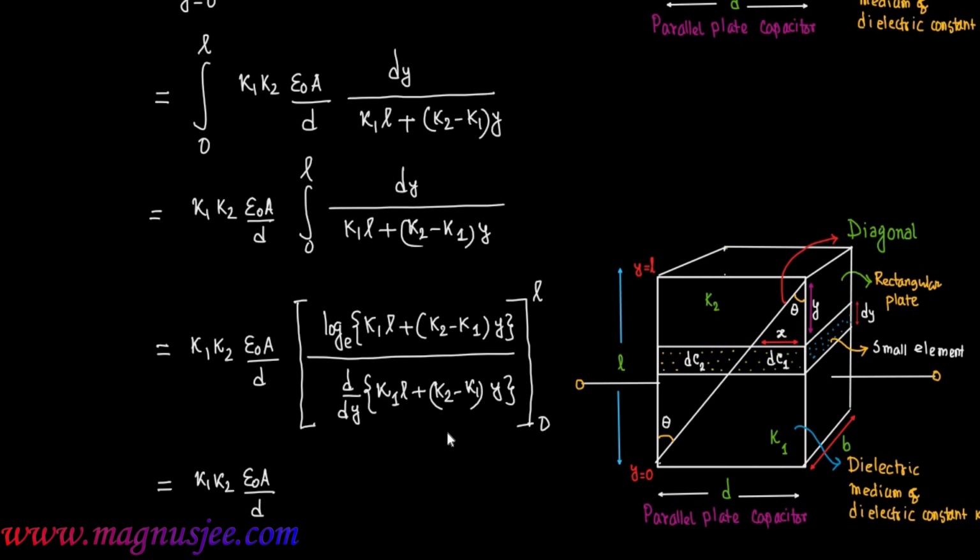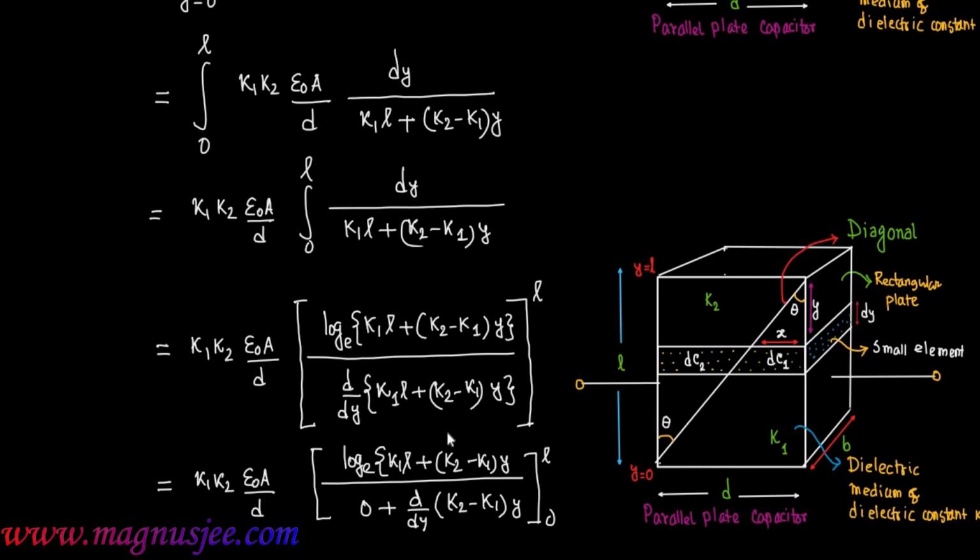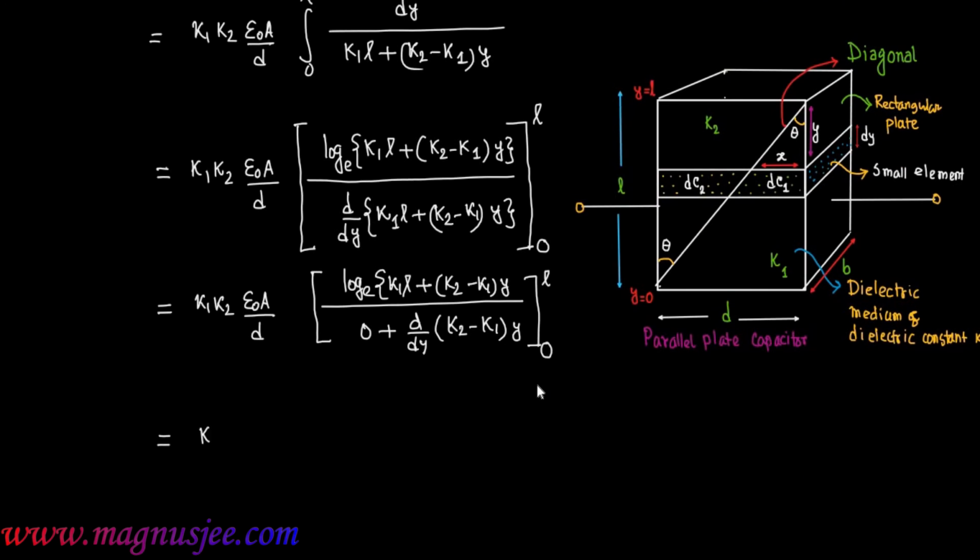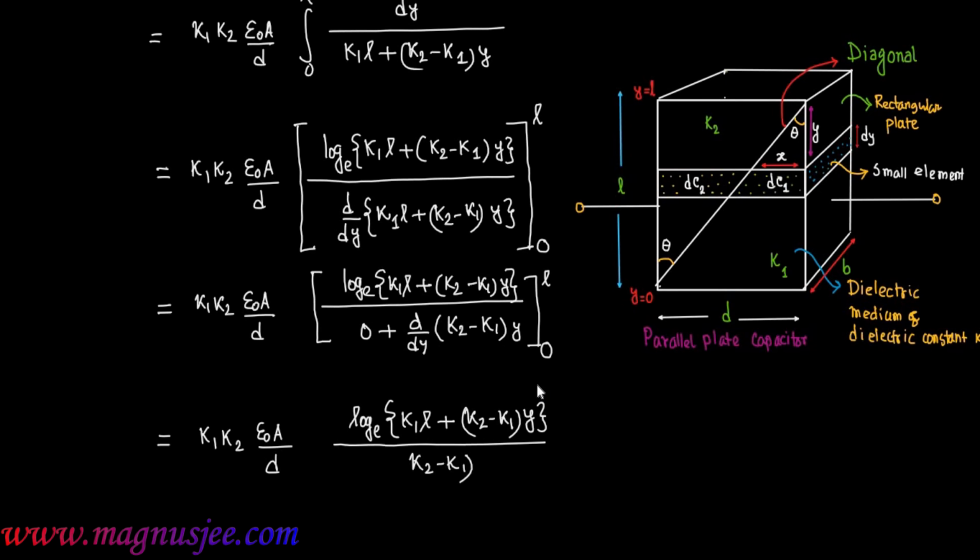Equals k1 k2 epsilon 0 A divided by d, log base e of (k1 L plus (k2 minus k1) y) in the numerator, divided by k2 minus k1, from 0 to L. If we differentiate (k2 minus k1) y with respect to y, we get k2 minus k1.